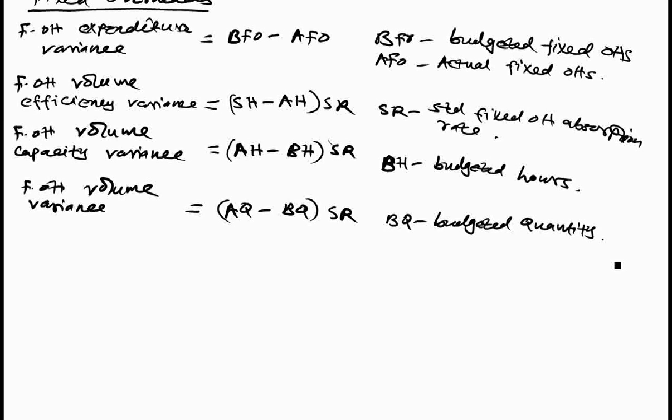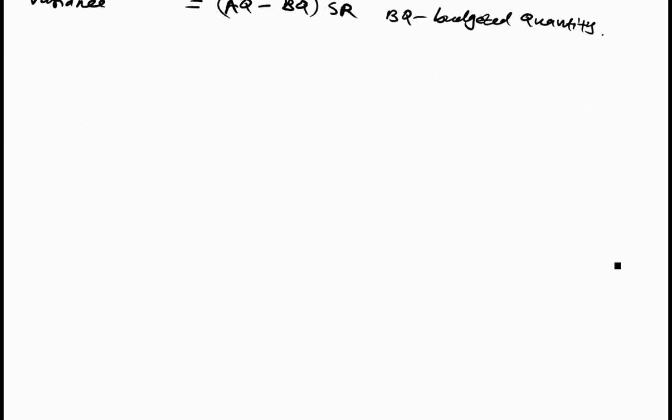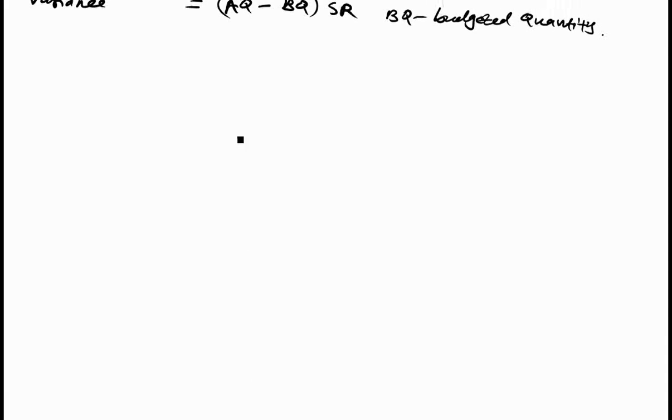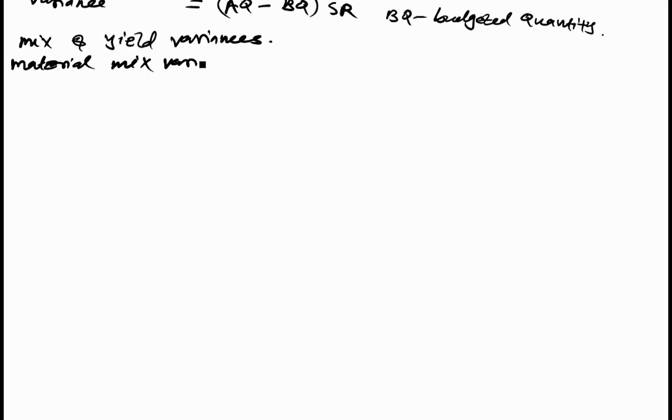Good. Finally, I want us to look at mix and yield variances. After having looked at that, we'll start attempting the various illustrations. Yeah, I hope this space will be enough. So we can say mix and yield variances for materials. The first one is known as material mix variance, abbreviated as MMV.